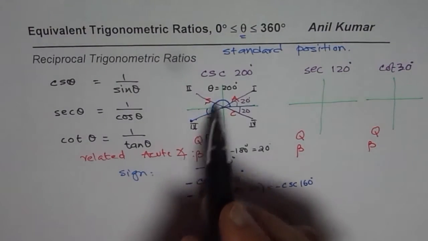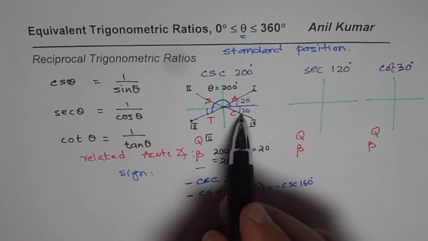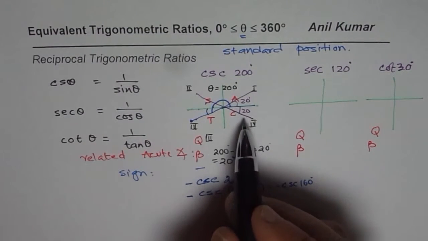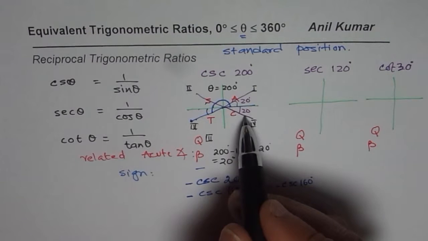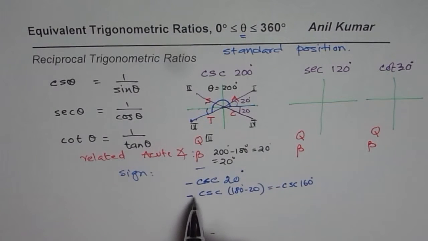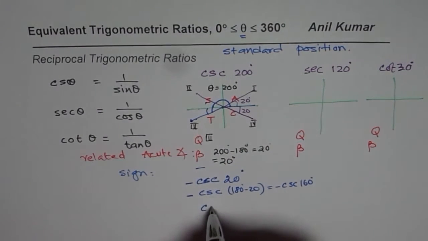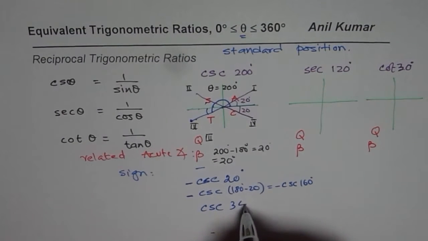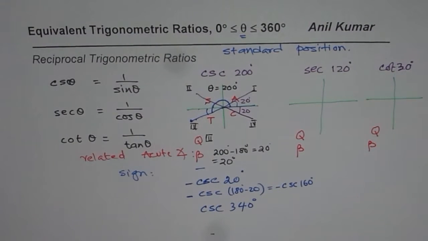Third position, 200, we have already taken, and the fourth position is 360 minus 20. But in this quadrant, sine is already negative, right? Since it is negative, we don't have to write a negative sign. We say it is cosecant 360 minus 20, so we get 340 degrees. I hope you get the idea, right? Likewise, we have to do it for the rest of the two. So you can actually pause the video, answer your question, and then check with my quick solution.